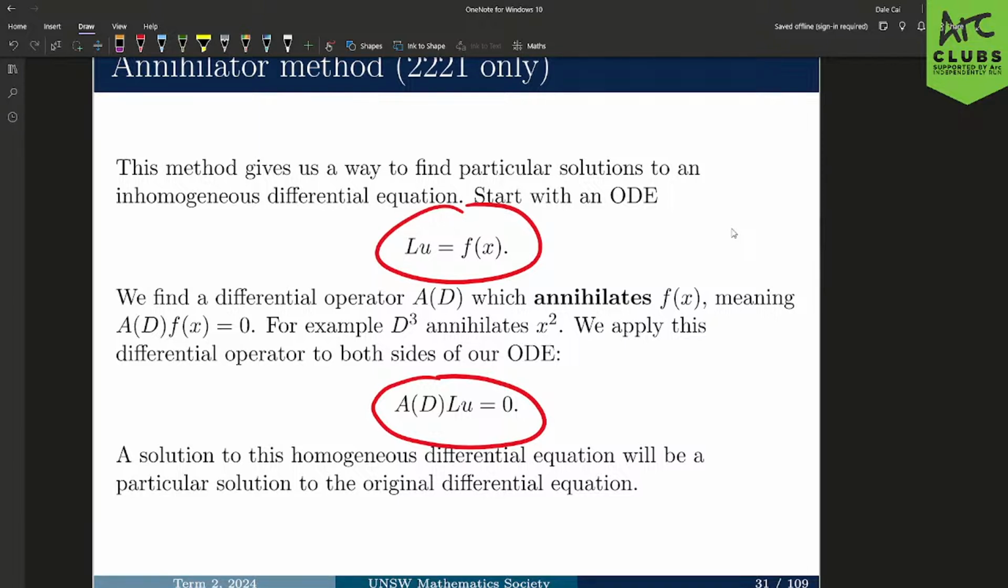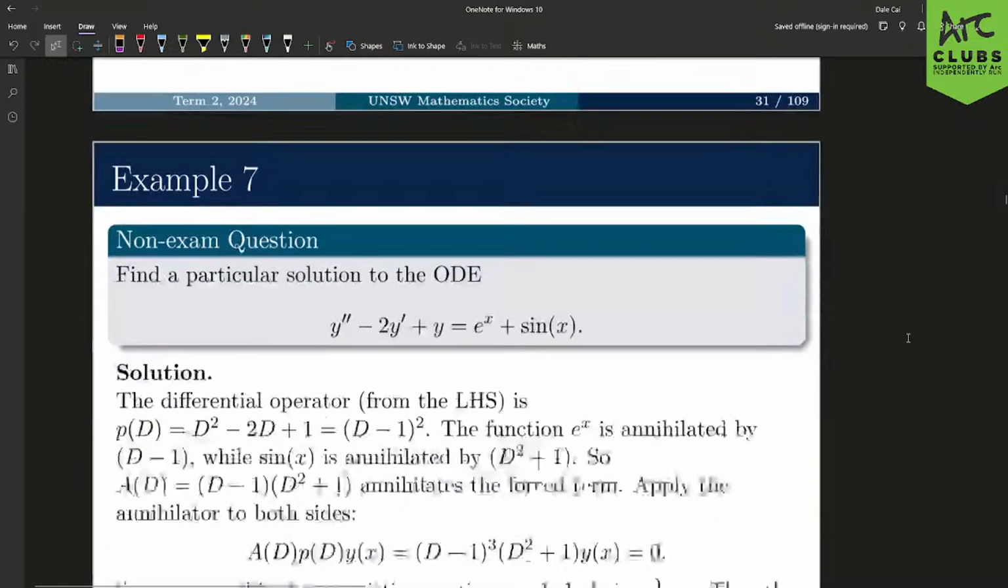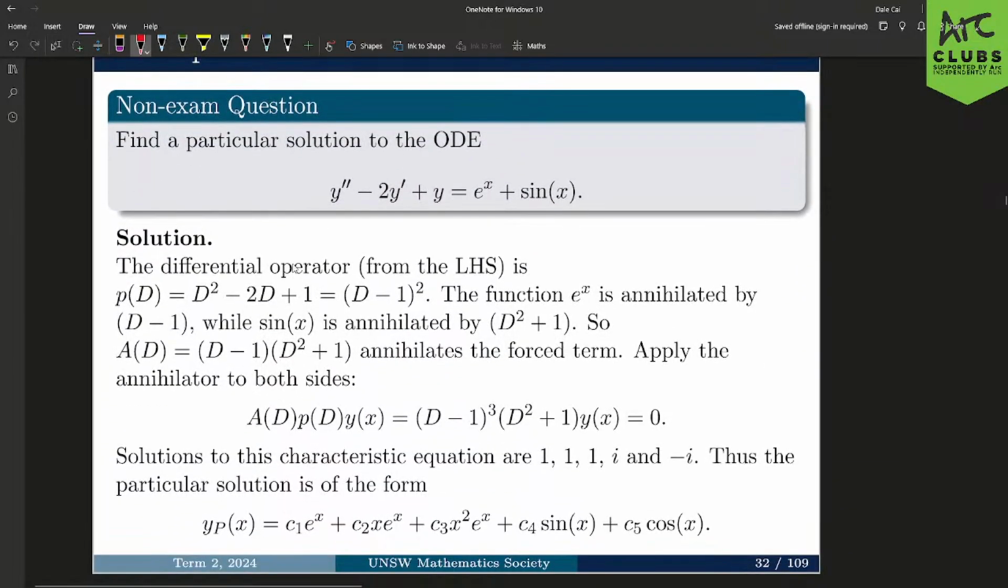So if you apply that to both sides, then you get a homogeneous differential equation, and the solution to this will be a particular solution, right? That just works. So we're going to find a particular solution to this ODE.